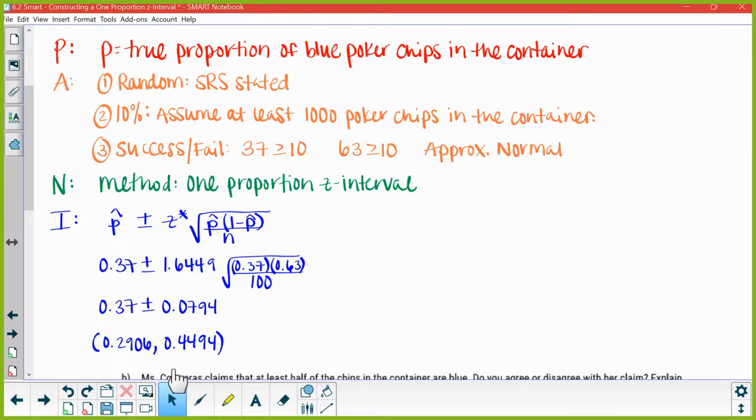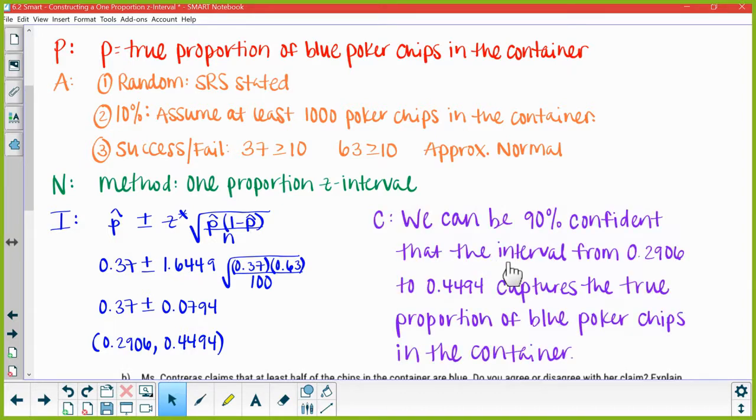Now, the interpretation is going to be exactly like what we did in 6.1. We can be 90% confident that the interval from 0.2906 to 0.4494 captures the true proportion of blue poker chips in the container.